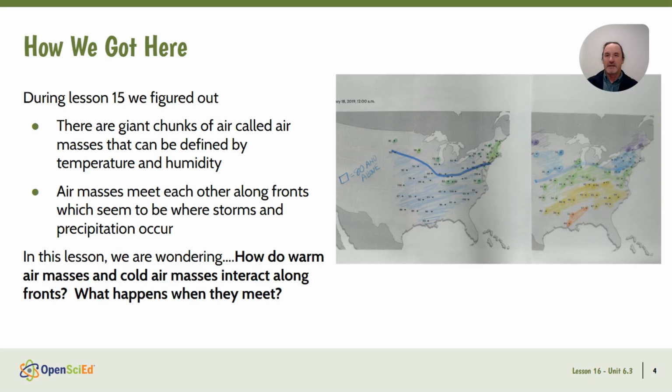During lesson 15, we figured out that there are these big chunks of air called air masses that can get defined by having similar temperature and humidity levels. And that these air masses, when they meet each other along fronts, seem to be where storms and precipitation occur. So we're left wondering, when warm air masses and cold air masses interact, what happens? And that's what we're going to investigate next.